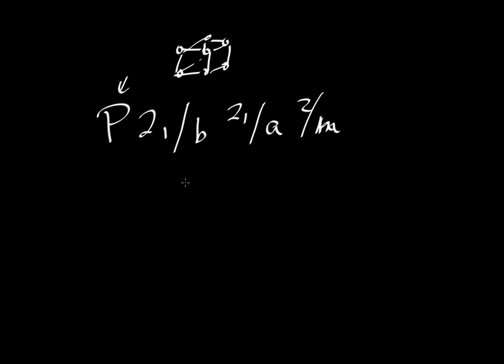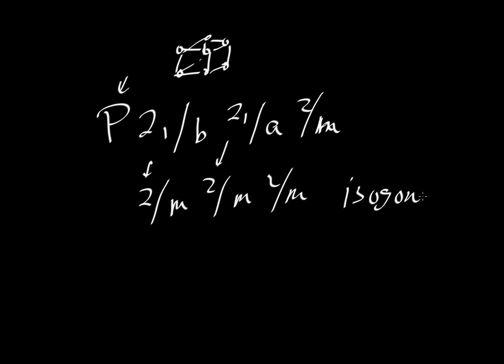What point group would this relate to? Well, if we take out all of the translation, we would just have the B glide turn into a mirror, the screw axis would turn into a regular axis, same over here, the screw becomes a regular axis, the A glide becomes a mirror, and then this one has no changes to it. We just have 2 over M, 2 over M, 2 over M. And we would say this is isogonal. That is Greek for equal angles with respect to all the other examples we showed that are also related to 2 over M, 2 over M, 2 over M.